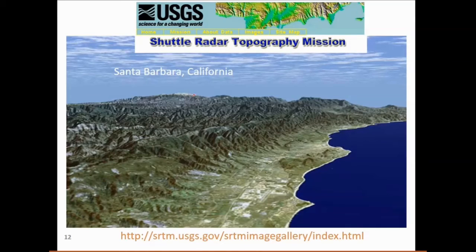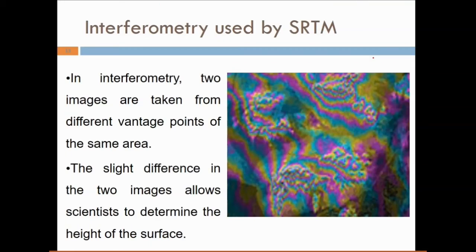This is SRTM elevation with the imagery draped over it. This is Santa Barbara, California. Interferometry is used by SRTM. Basically, in radar imaging, the height is computed by interferometry. In interferometry, two images are taken from different vantage points of the same area, and the slight difference in the two images allows scientists to determine the height of the surface. Actually, the phase difference can give you the estimate of the height.